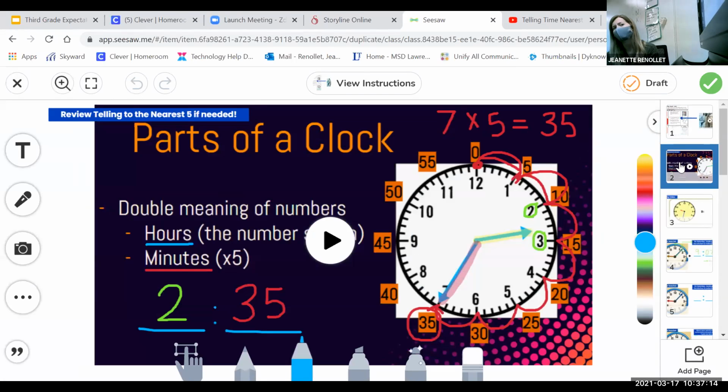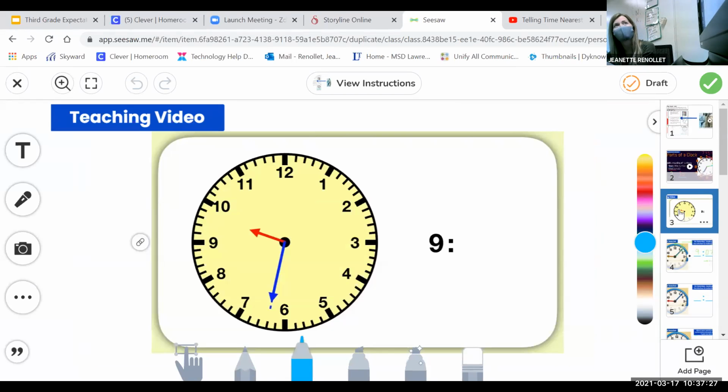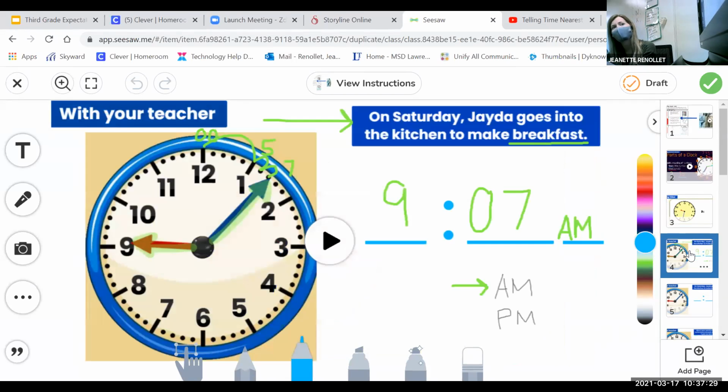And slide 2 is there to review if you need that, but we're not going to focus on it today. If you need to go back and watch slide number 2 to remind yourself how to skip count by 5s, you can do that later. Slide 3 we just watched together. And let's start on slide number 4.